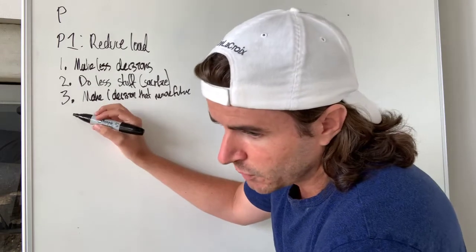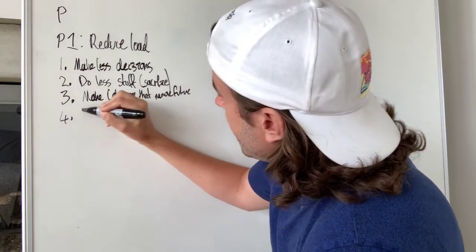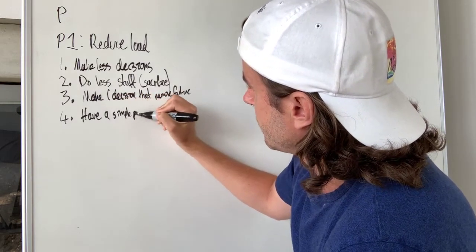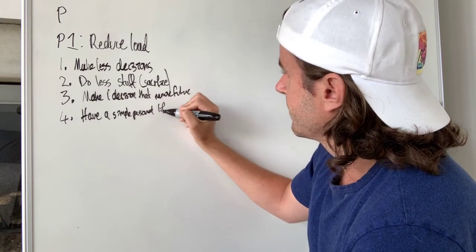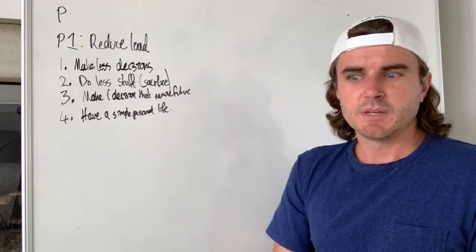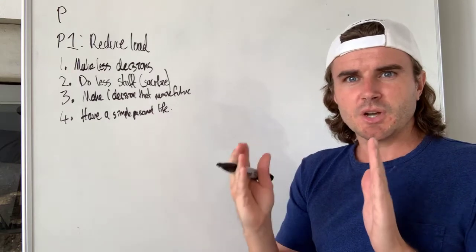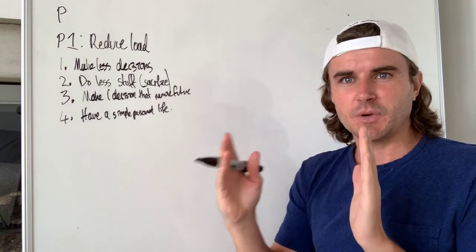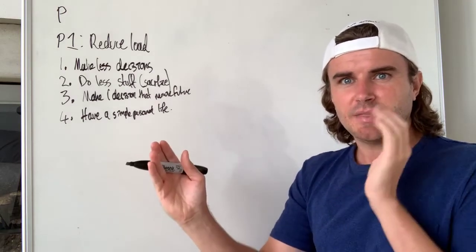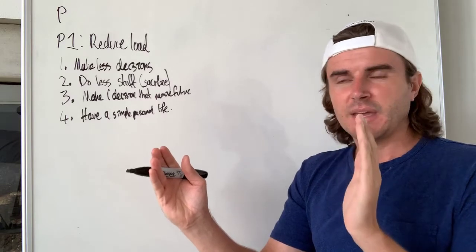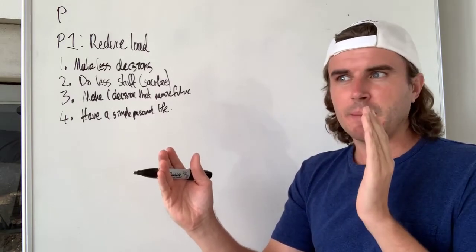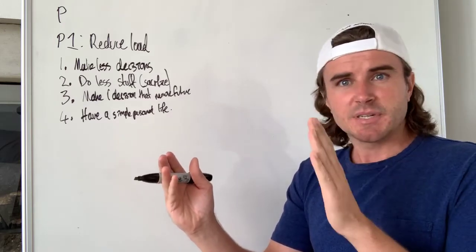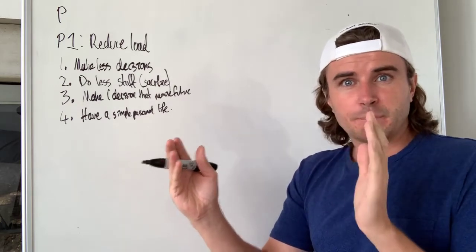Then the fourth one: have a simple personal life. Now this is big, right? You've got to choose which side you want complexity on. You can't have complexity on both sides. And what I mean by this is your personal life and then your thing. Your thing might be sports, art, photography, music, or business. For me, it's business and building things.